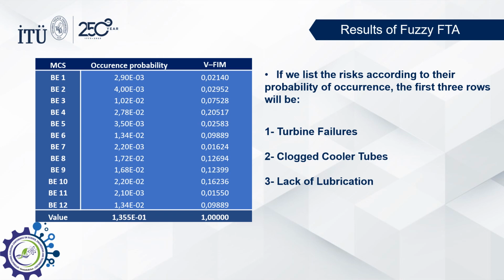The graph shows us the results of computing our expert opinions, and the final value is the total of occurrence probability of all events, because our system only has OR gates. The final value is 0.1355, and that means the occurrence probability of the top event, which means turbocharger failure risk, is 13.5%. And we can list the risks according to likelihood of occurrence. As you can see, the first 3 likely risks.